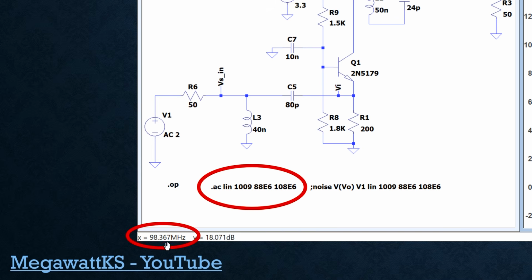So it is 98 megahertz, 98.367, which is 98.4 to any reasonable degree of precision. And I could just call it 98 megahertz. And the Y value is 18.071, which we could call 18.1 dB, or just, it's 18 dB.